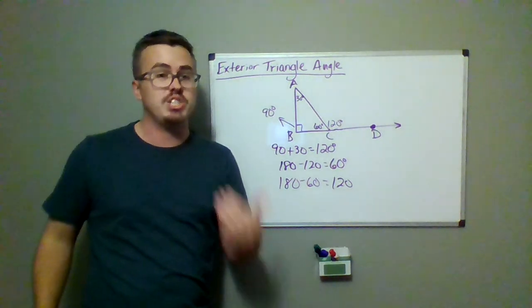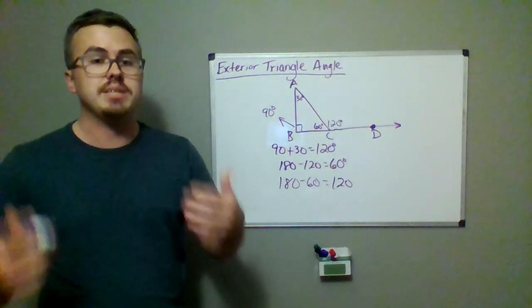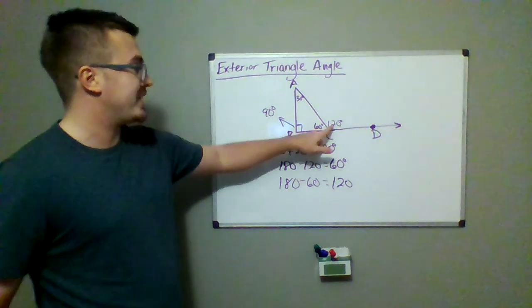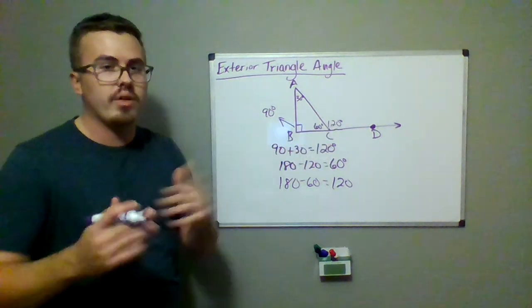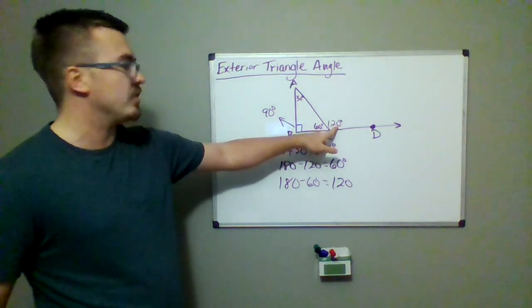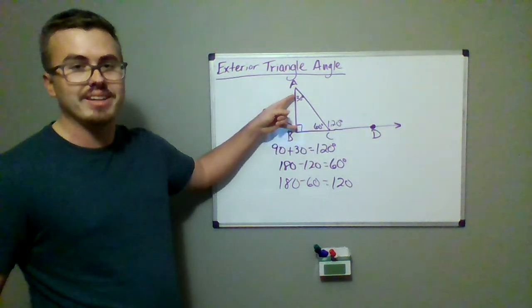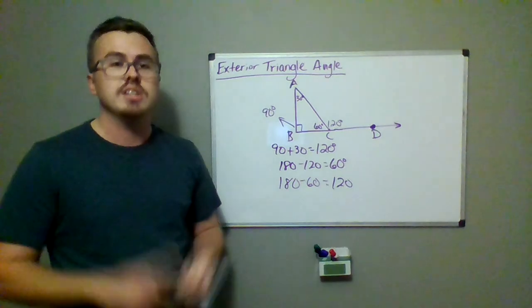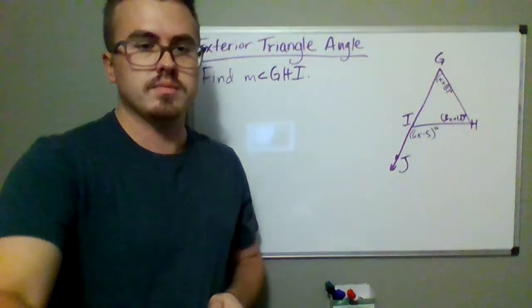Remember, what does adjacent mean? Adjacent means directly next to. So it can't be the one next to it, because we know the one next to it is supplementary. So this one is equal to the two angles added together that are not directly next to it. So these two angles here. So let's look at an example.